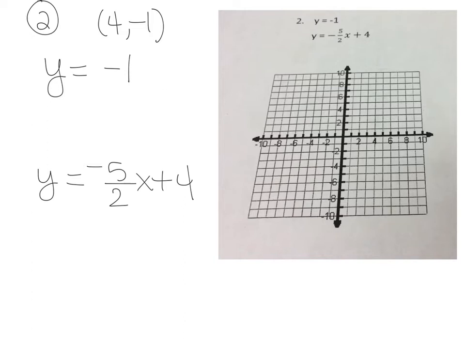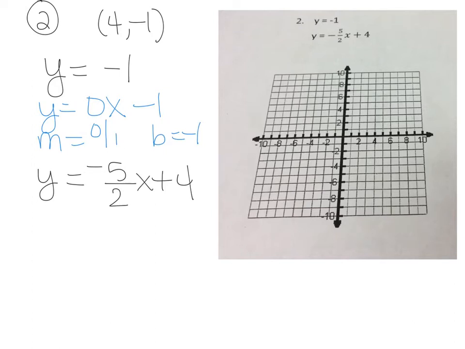Okay, so on problem number 2, the first equation kind of looks like it's in slope-intercept form, but it's missing an x. So if you wanted to, you could add a 0x. That way you know what your slope is. So my slope is 0/1, and my b is -1.